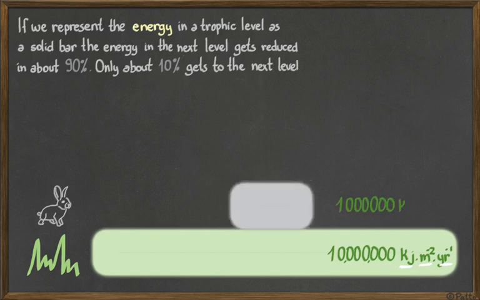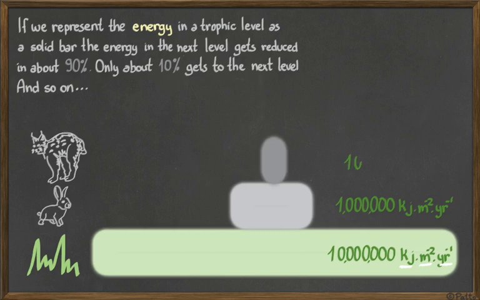So the bar here in the next trophic level is going to be smaller. It's going to be 10 times smaller in this example. Only 10% has passed to the next trophic level. And the next trophic level the same. If you have a certain amount of energy there, the next bar is going to be about 10 times smaller than the second trophic level, because only about 10% of the energy passes to the next trophic level.